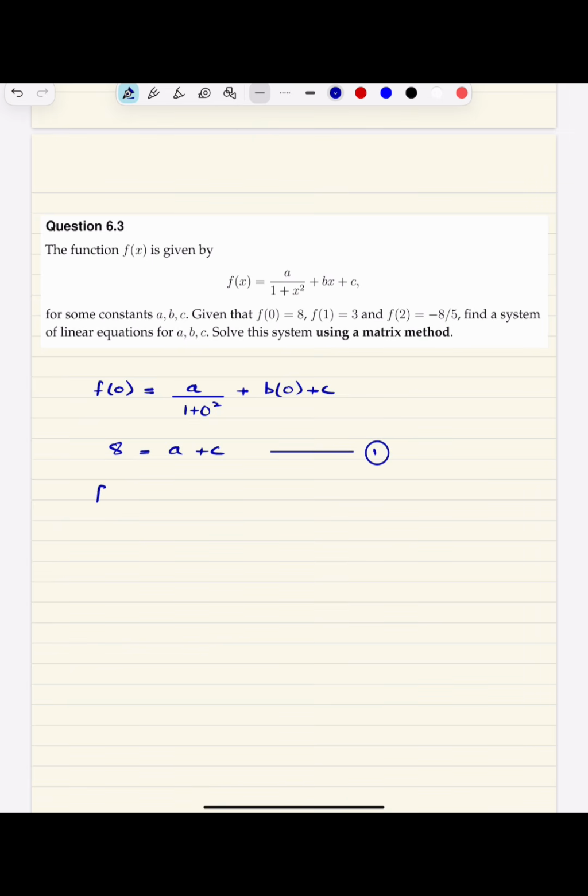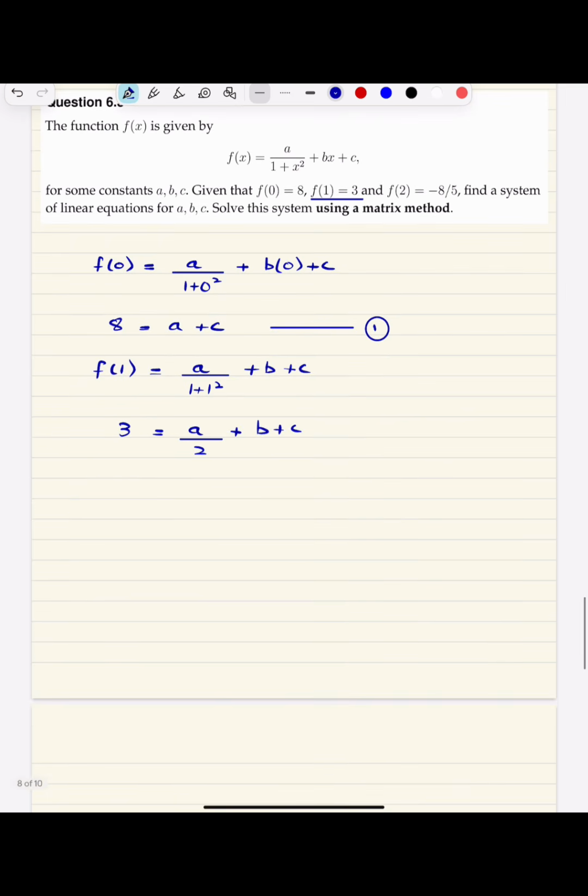Then it says I need to put the value of x as 1. Then we'll have a over 1 plus 1 squared, plus b plus c, and this should be 3. So a over 2 plus b plus c. Therefore 6 equals a plus 2b plus 2c.